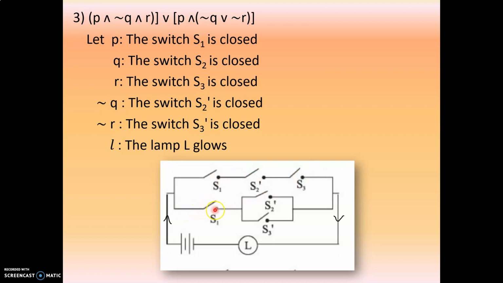First is S1. After that, AND is given. That means next set of switches are arranged in series of this. So after that, S2 dash, S3 dash are arranged parallelly. So S2 dash and S3 dash. So you will combine like this and you have to complete this. Then you will connect this with lamp and battery and arrow mark you have to put.